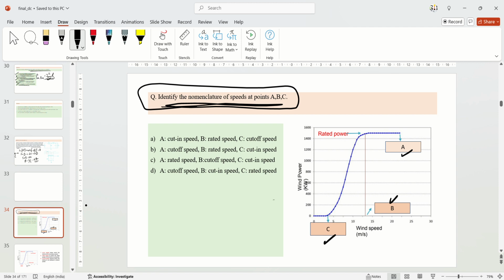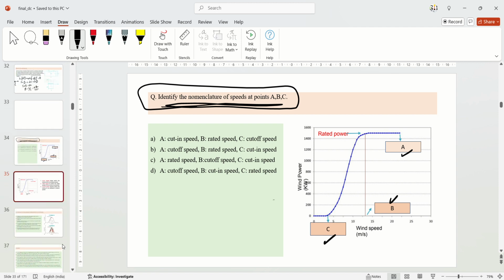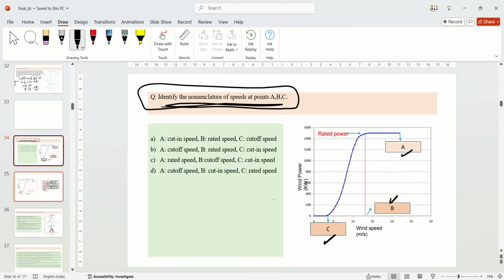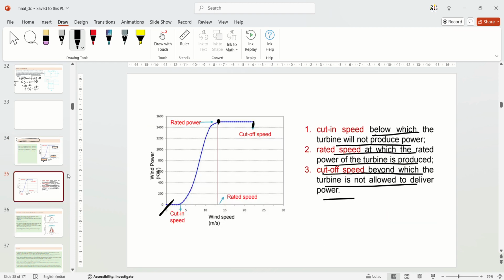Let me give the solution for this question. If you can see the solution here, the first is the cut-in speed, below which the turbine will not produce power. Second is the rated speed, at which the rated power of the turbine is produced. And last is the cutoff speed, beyond which the turbine is not allowed to generate power. So this is the nomenclature: this is A, this is B, this is C.